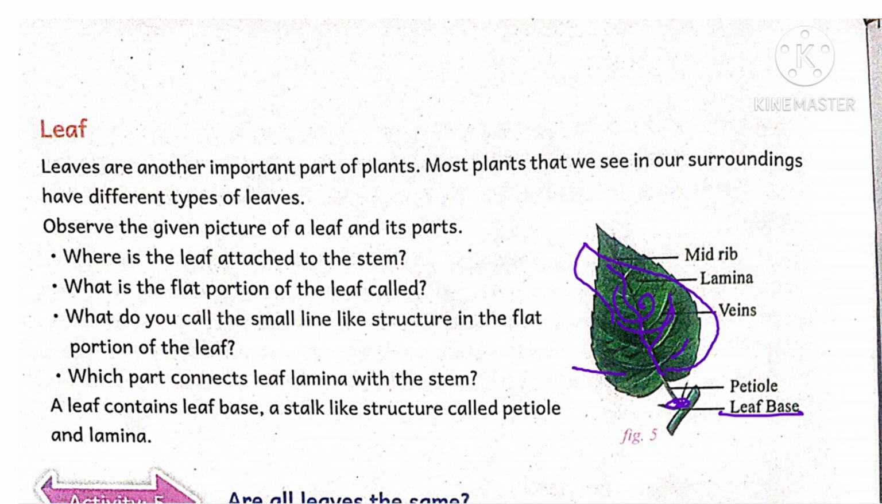And which part connects the leaf lamina with the stem? The leaf is connected to the stem with the help of the petiole, so it is called the petiole. The leaf contains a leaf base. The stalk-like structure is called the petiole, and the leaf lamina. See, all these are. This one is the leaf base. The stalk-like structure is called the petiole, and the entire thin flat portion is called the lamina.